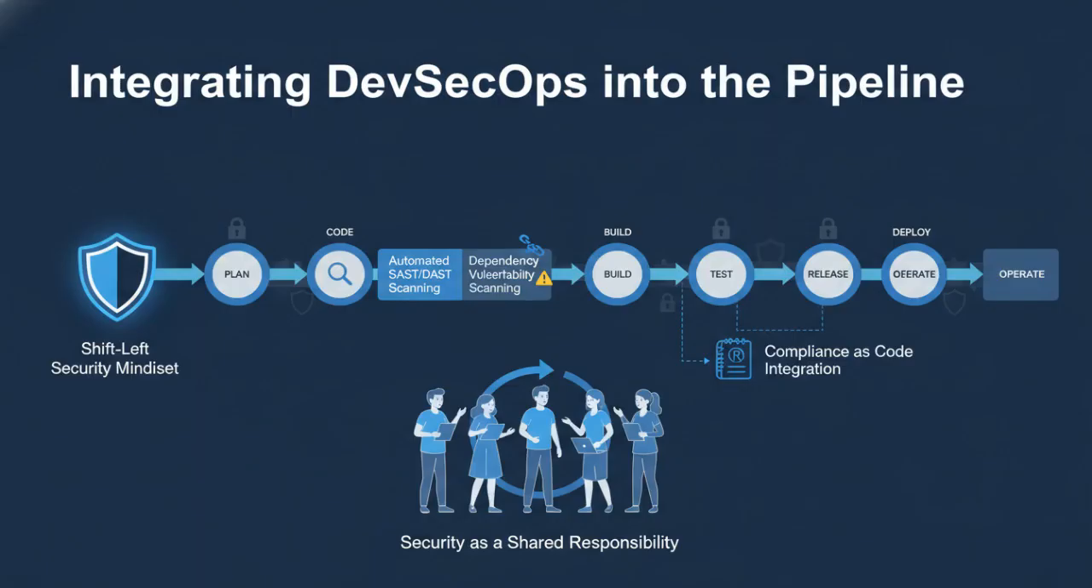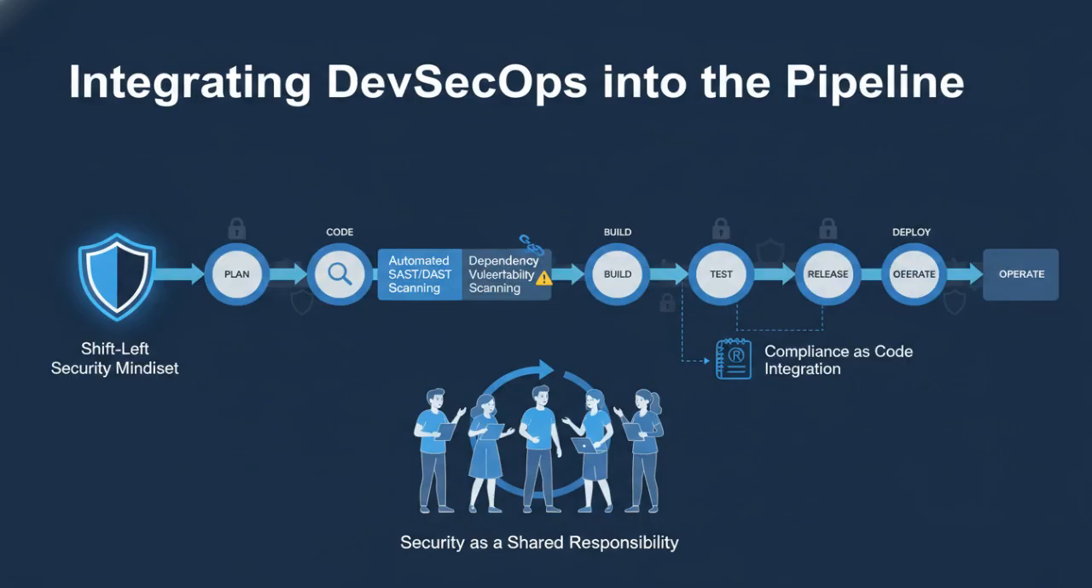Security is not an afterthought. It's an integral part of modern CI/CD. DevSecOps embeds security practices throughout the entire development lifecycle, shifting left to identify vulnerabilities early. This involves automated security scanning tools, SAST and DAST, integrated into the build and test stages. Dependency scanning checks for known vulnerabilities in third-party libraries.